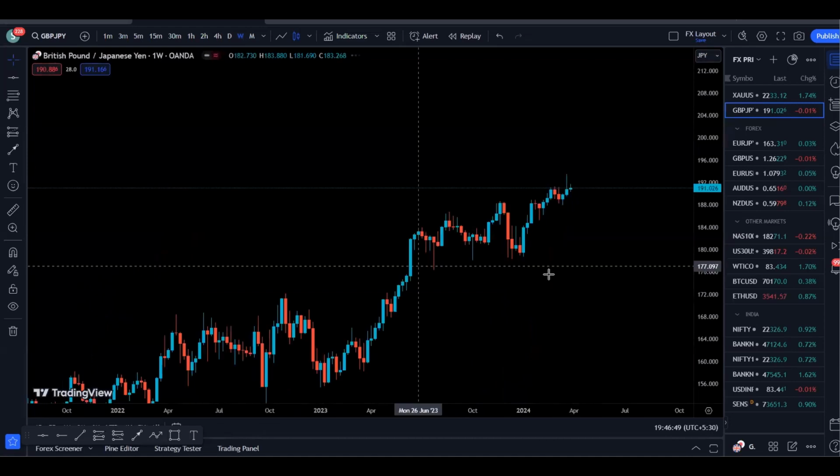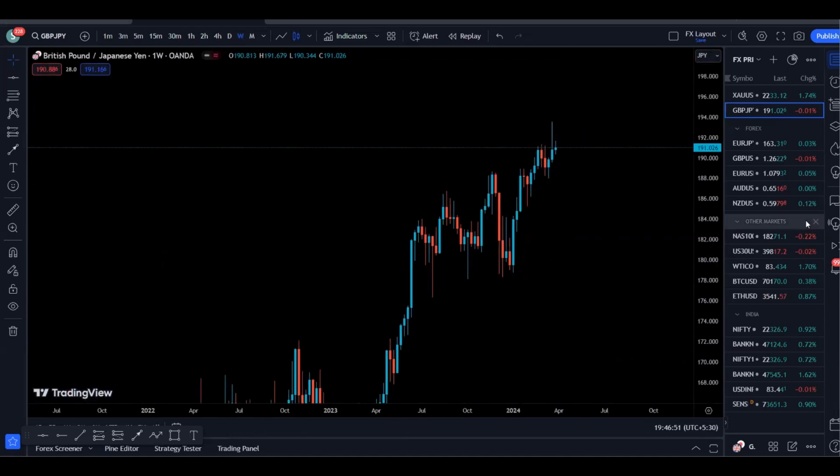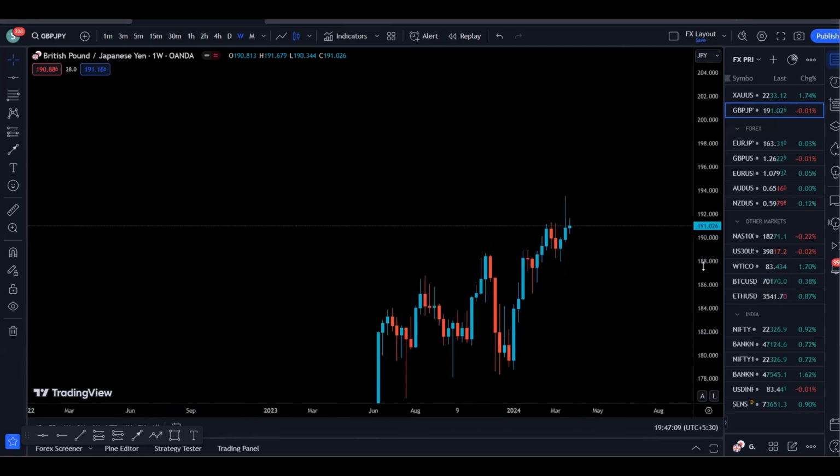So now let's go to the weekly time frame to find exactly what is happening on the weekly time frame. As we can see on the market structure, the price is very much bullish because we are making higher highs and higher lows. Here we can see as well, we created a high, higher low, higher high, higher low, and we created a new higher high. So market structure is very much bullish on the weekly time frame as well.